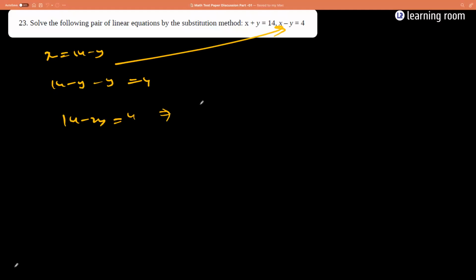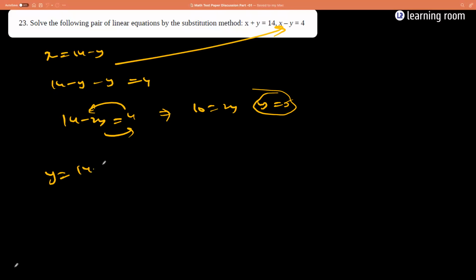Sorry, I didn't see that. So when you need to solve it by substitution, I'll take x is equal to 14 minus y. Take this and substitute it here. 14 minus y is equal to 4. So 14 minus 2y is equal to 4, which implies this one to the left and this one to the right. 10 is equal to 2y, so y will be 5.